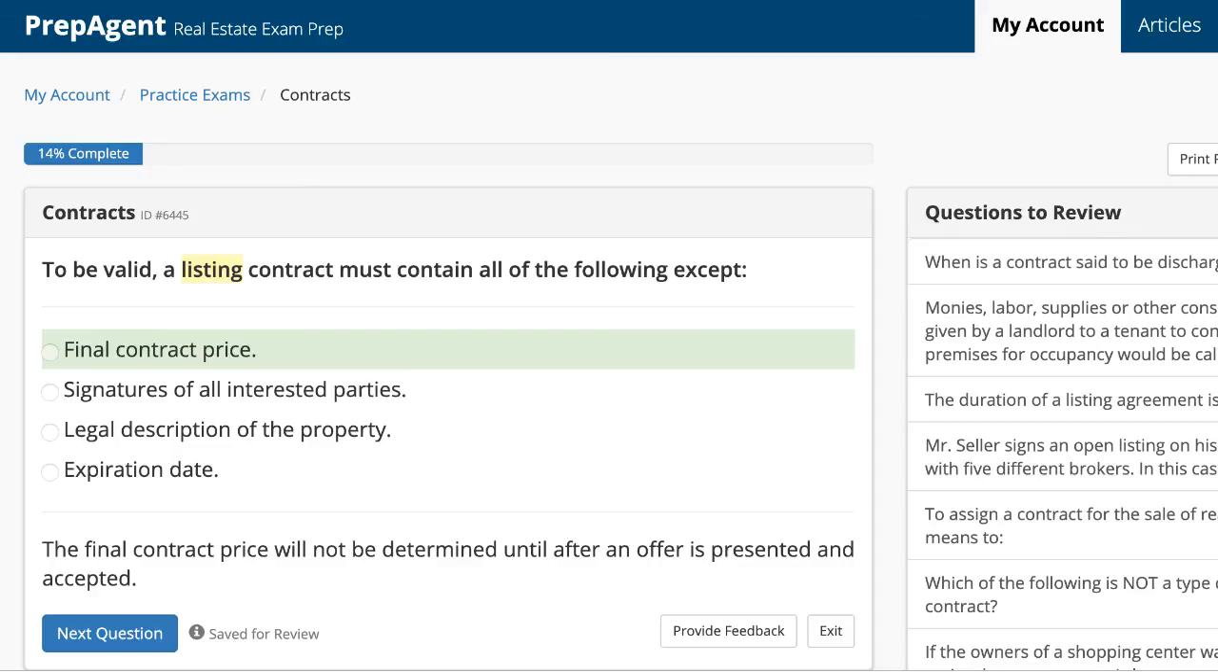And the answer is A, final contract price. Remember, final contract price is what you go back and forth with and what the buyer and seller agree upon. The listing is just what gets the party started. It's what you throw out to the universe that you believe your home is worth.